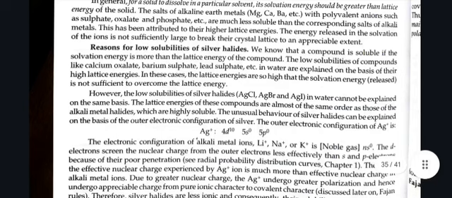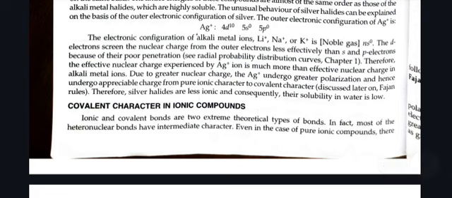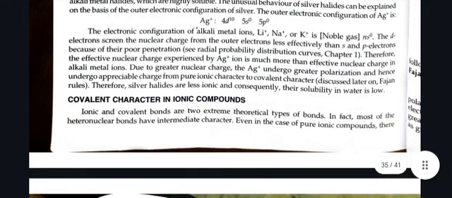The lattice energies of these compounds are almost of the same order as those of the alkali metal halides, which are highly soluble. The unusual behavior of silver halides can be explained on the basis of the outer electronic configuration of silver. The outer electronic configuration of Ag+ is 4d10 5s0 5p0. The electronic configuration of alkali metal ions Li+, Na+, K+ is that of a noble gas, ns2 np6. The d electrons screen the nuclear charge from the outer electrons less effectively than s and p electrons because of their poor penetration. Therefore, the effective nuclear charge experienced by the Ag+ ion is much more than in alkali metal ions.